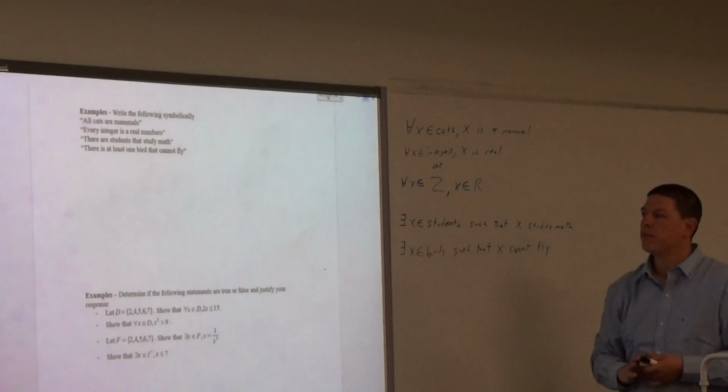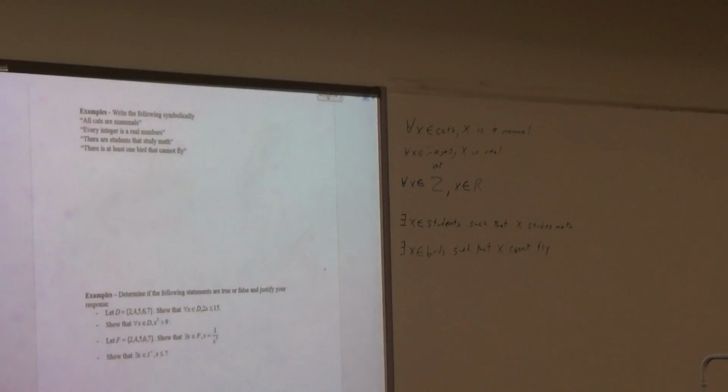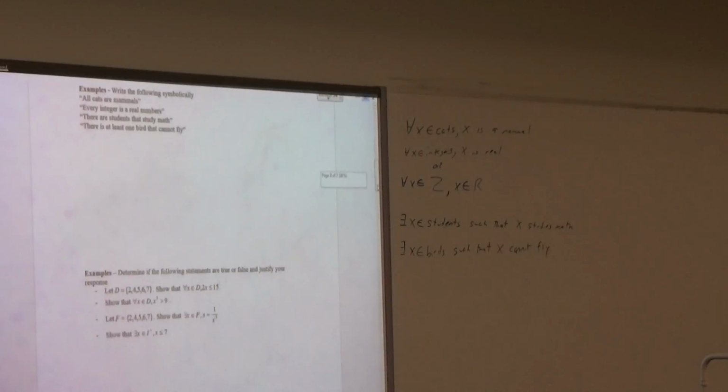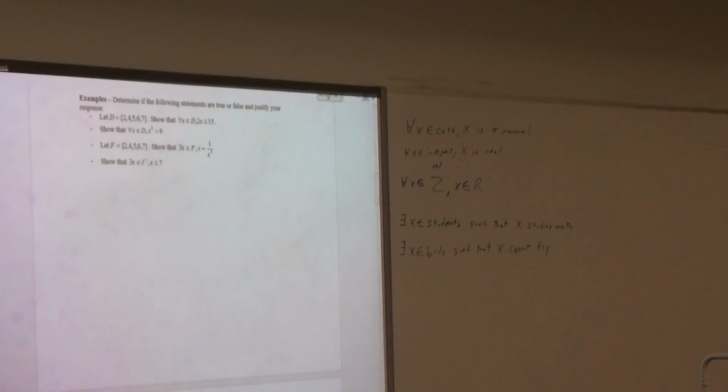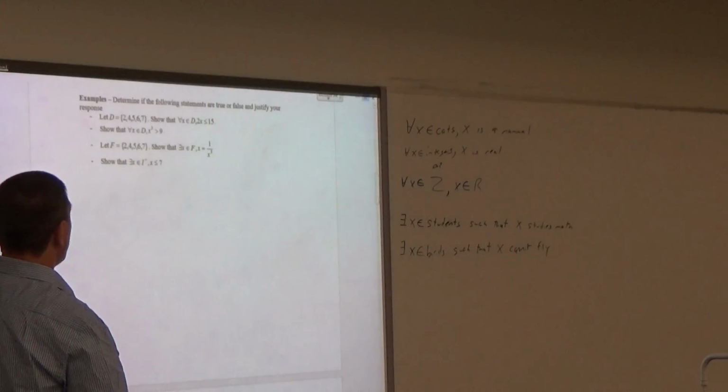So x is like the domain in math, right? X is a specific instance. You're defining x to be one element in a whole domain. X is one specific value in that domain. Other questions, guys? Let's take a bunch of statements, determine if they're true or false, and justify a response.